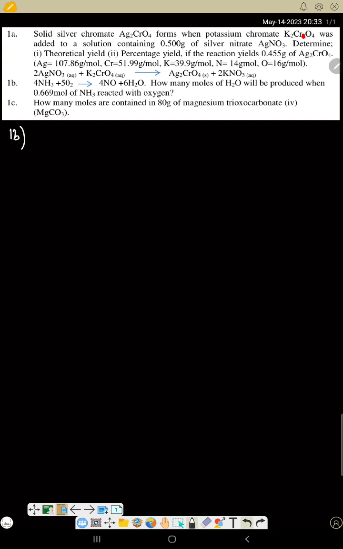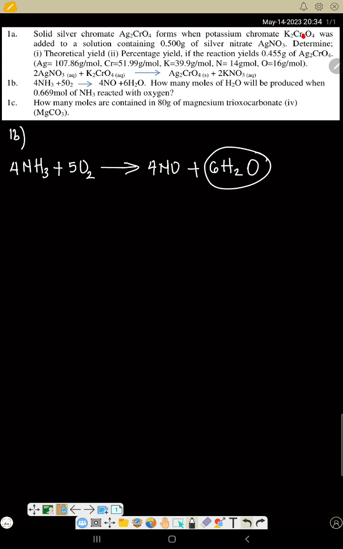1B. Now we have 4NH3 plus 5O2, we give 4NO plus 6H2O. So this is 4 ammonia react with 5 oxygen gas to give 4 nitrogen monoxide plus 6 water.